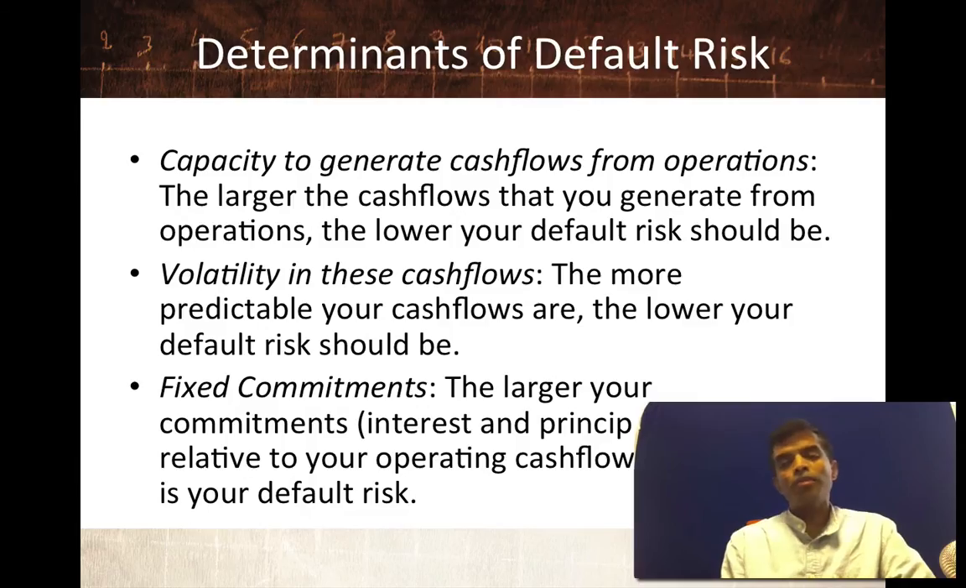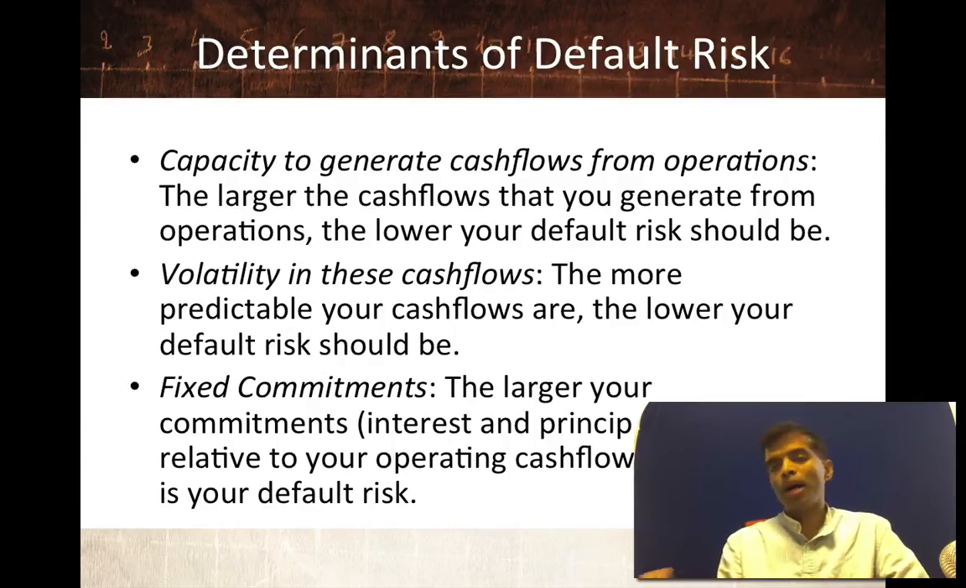So let's think about the variables in an entity that will determine how much default risk you're exposed to. So you buy a corporate bond and you're trying to figure out how much default risk you're exposed to. You're probably going to look at that company's capacity to generate cash flows. The more cash flows a company can generate and the more stable those cash flows are, the less the default risk in the company.